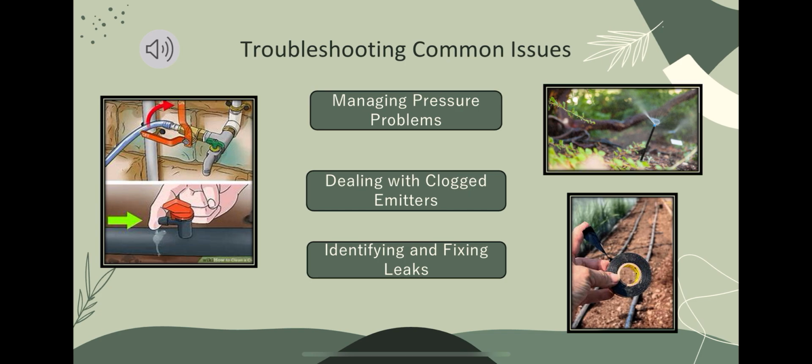Identifying and fixing leaks. If you notice water pooling or damp spots around the system, it may indicate a leak. Inspect the entire system and look for damage or loose connections, cracked tubing, or faulty emitters.